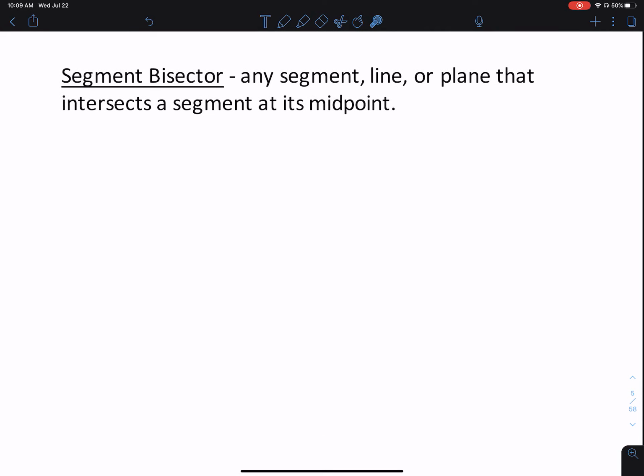Segment bisector. This is the definition. This is also going to get us to the point where we're going to be able to make equations from this using the congruent segment definition. A segment bisector, any segment, line, or plane that intersects a segment at its midpoint. So let's take segment AB, and let's say that M is the midpoint.